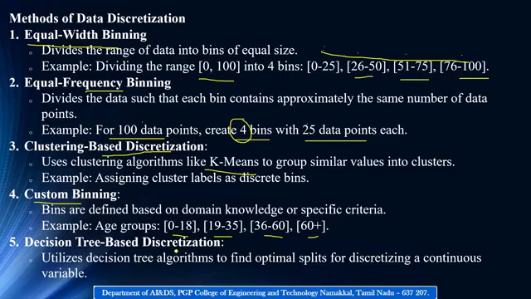Decision tree-based discretization. They will have some tree structures, and based on the tree structures also, you can divide your data. So these are all the different types of data discretization. You can expect this either in the 8 marks or in the 16 marks also, so you have to explain this using some examples.